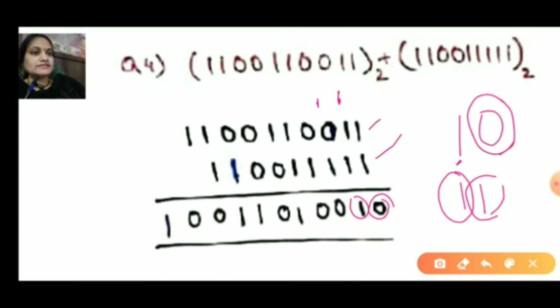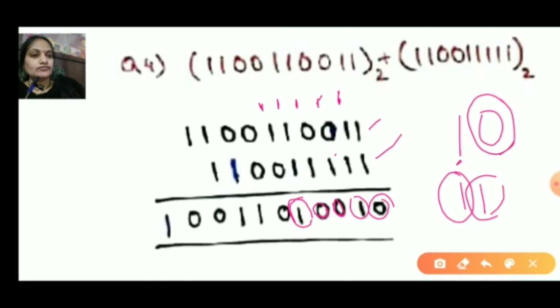Now how many ones are you getting? 2. Okay. 1 plus 1 is equals to 1 0. You write 0 here and 1 here. Again 1 plus 1, that is 1 0. Write 0 here, 1 here. Now you observe how many ones are here? 3. 3 means 1 plus 1 plus 1 is equals to 1 1. That's why you have to write 1 here and 1 here.